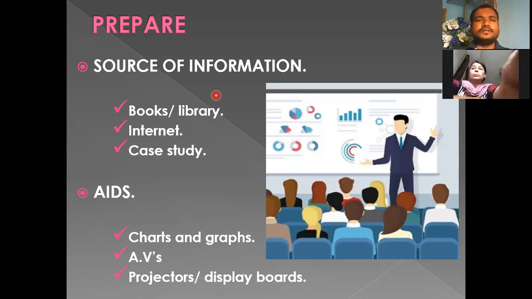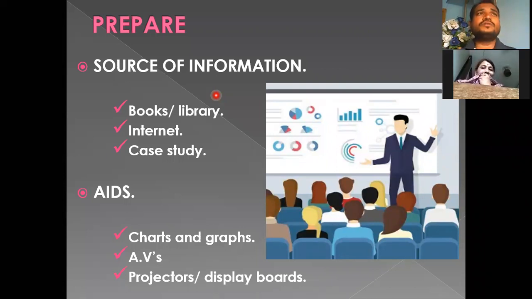So the first point under preparation is source of information. We need to think about the source of information. The source of information is like books or library, internet or case studies, or interviewing others, talking with friends, talking with persons who are concerned with that particular aspect. So it's nothing but case study or interviewing, right? So the first step in preparation is to collect the information.